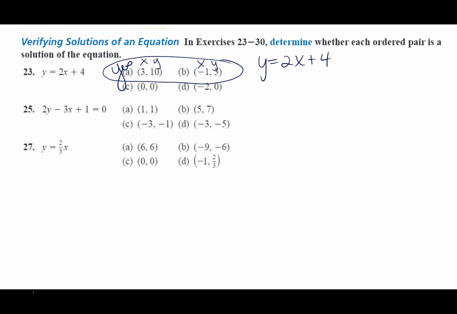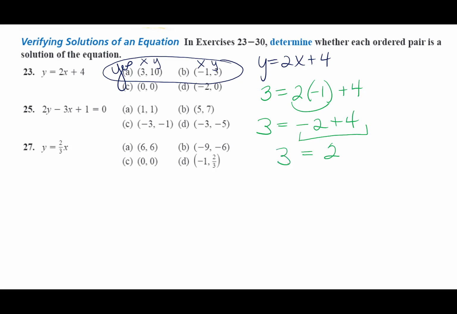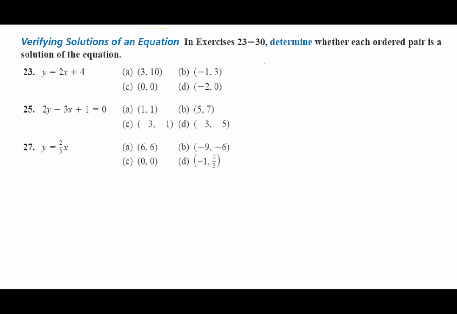Now to check the ordered pair B, we're going to use the same equation except a different ordered pair. This time the y value is 3, so this will be 3 equals 2 times -1 plus 4. 2 times -1 is -2, and when I add -2 plus 4, that's a positive 2. Does the positive 2 equal the positive 3? No, it does not. And so for the ordered pair for part B, you would just put no, it is not a solution.